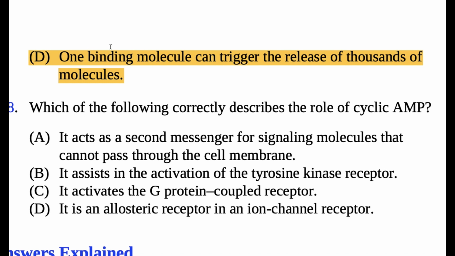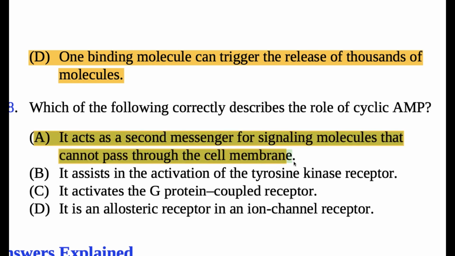Which of the following correctly describes the role of cyclic AMP? It acts as a second messenger for signaling molecules that can pass through the cell membrane. This is actually what it's going to do, so it's a correct answer. But if you cannot understand the reasoning behind this, you can always choose to eliminate the other choices like B, C, or D.